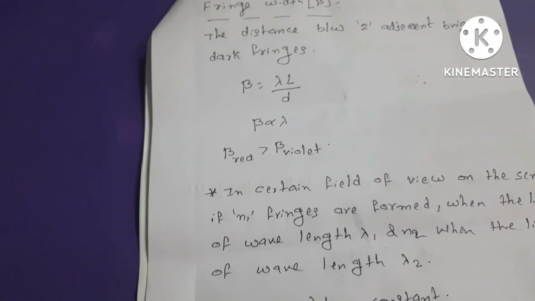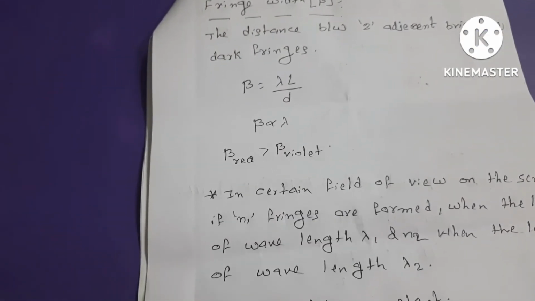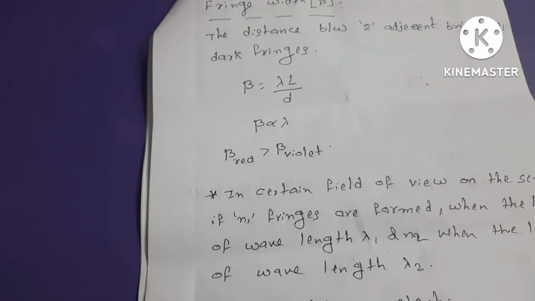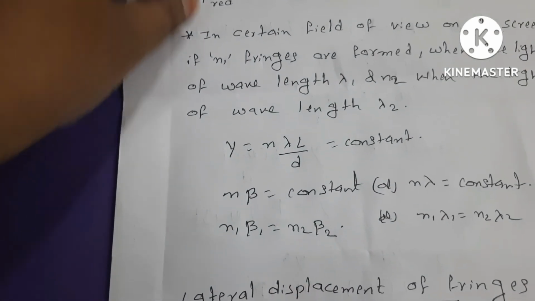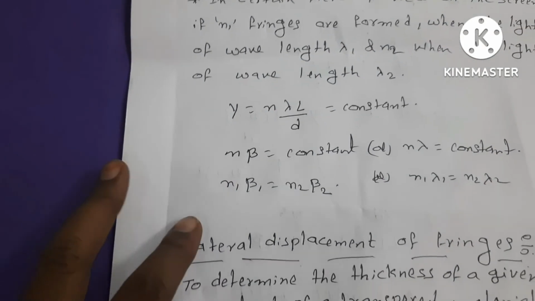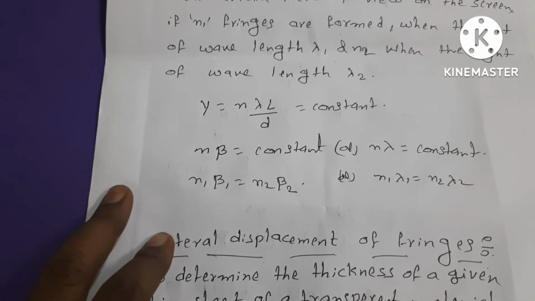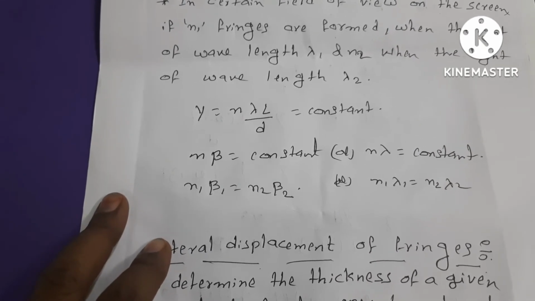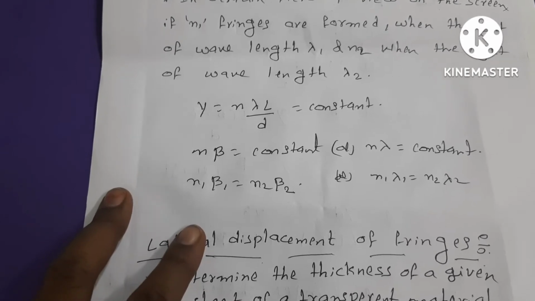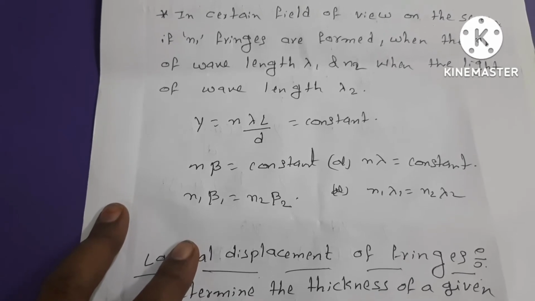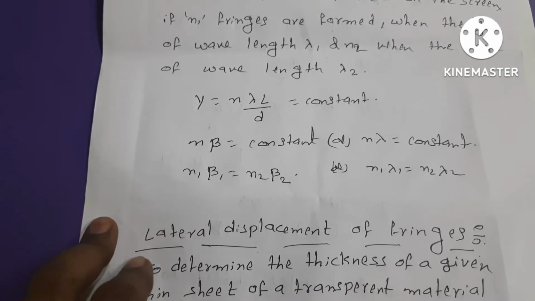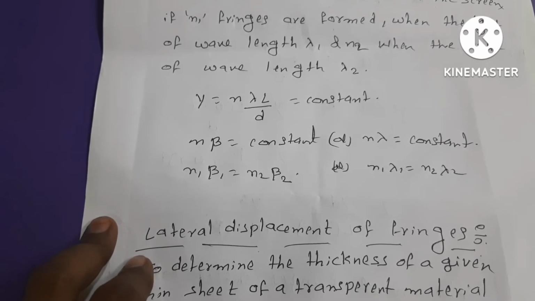Then in a certain field of view on the screen, if n1 fringes are formed when the light of wavelength is lambda 1, and n2 when the light is of wavelength lambda 2. So they have given two wavelengths, and how to relate them? We can go through y equals n lambda L by D, constant. So n beta equals constant, or n lambda equals constant. So n1 is the number of fringes, beta 1 is the fringe width of that one, n2 is the number of fringes for the other light. So you can give the relation between fringes and wavelength separately, look here.